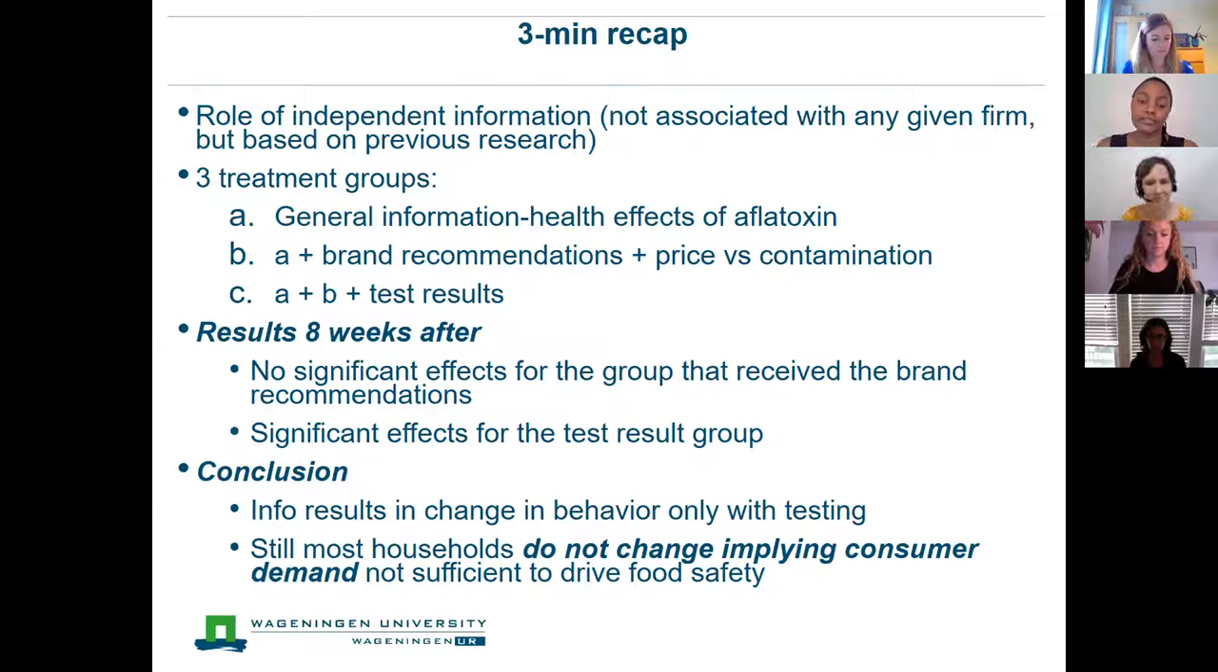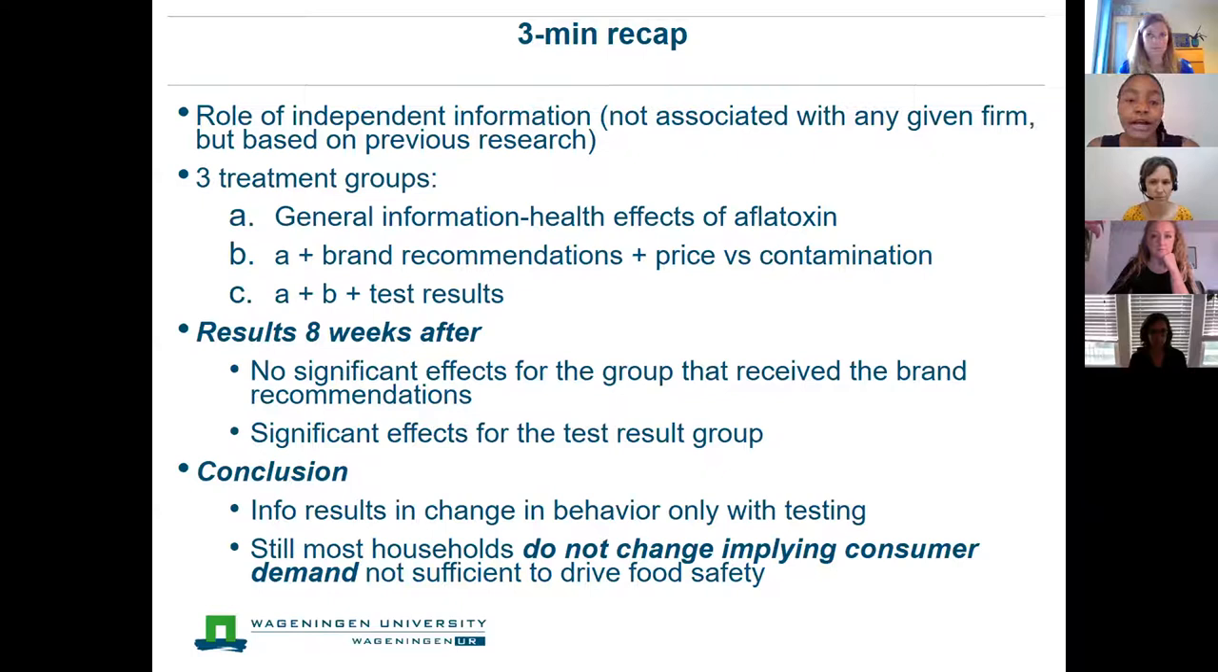So the households were visited again 8 weeks after, and in our results, we show that compared to the general information group, the group that received the brand recommendations were not more likely to be consuming the recommended brands or even consuming more expensive brands, indicating that there was no effect of information for that group.